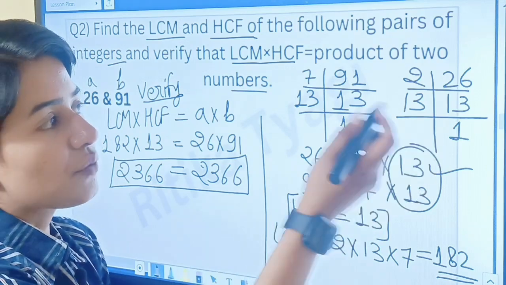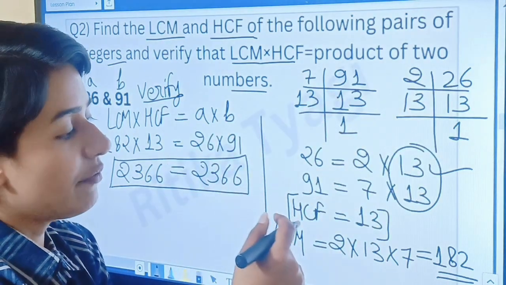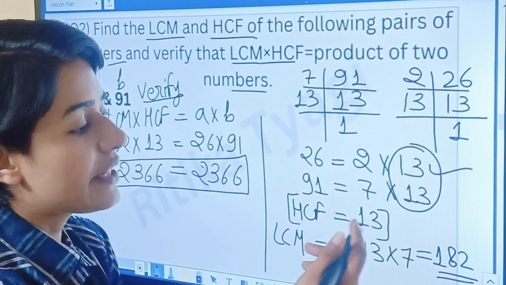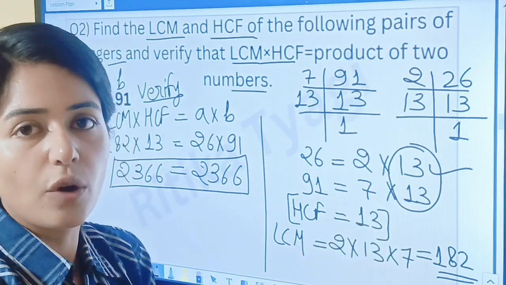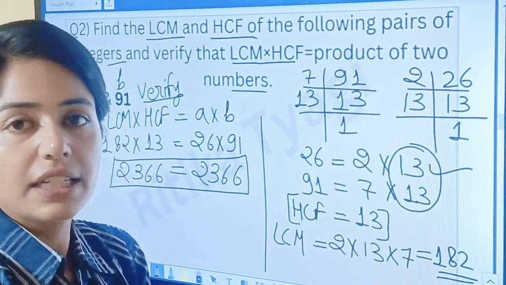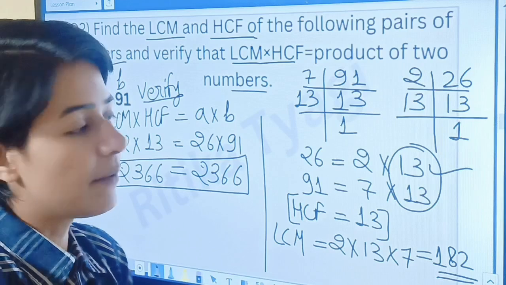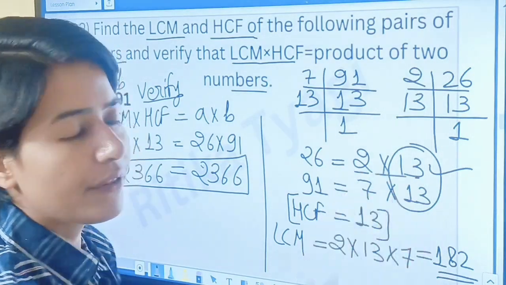So here we factorize 26 and 91. Then we find the SCF. SCF is that number in the factors which is common in the factors of the given numbers. Now, finding the LCM, we have to write the factors of any number.